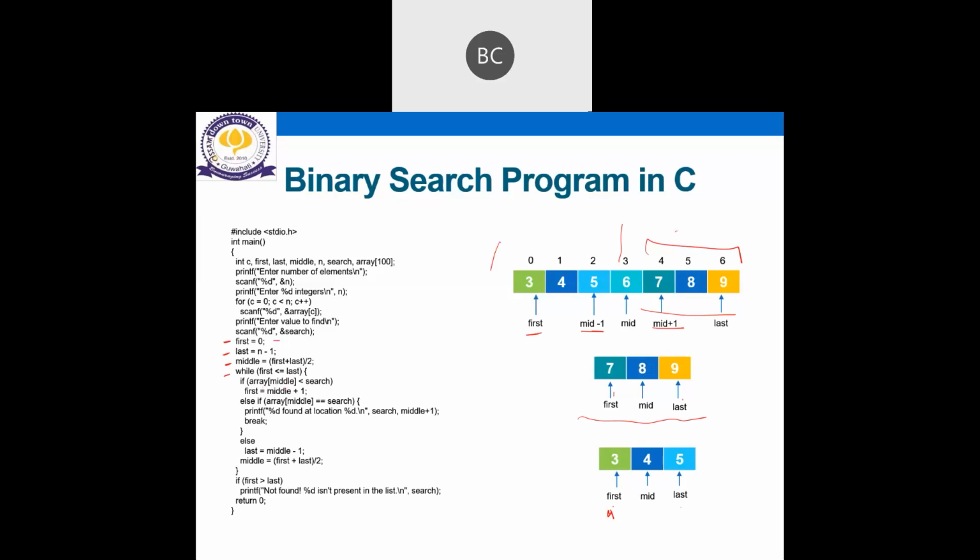We keep checking whether the middle value is less than the search item or not. If we find an item which is less than the searching item, then we set first equal to middle plus 1. That means we are taking this part, because the searching item is greater than the middle value. Else, if it is less, then we set last equal to mid minus 1.